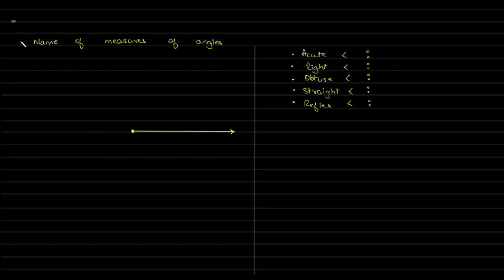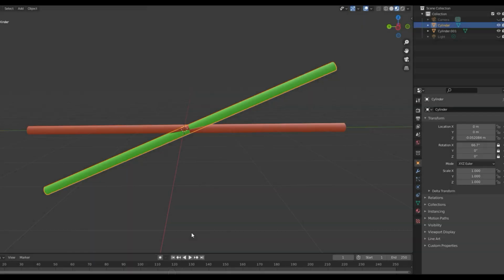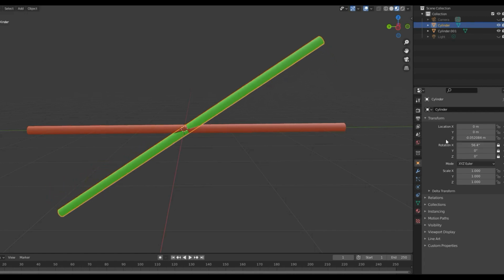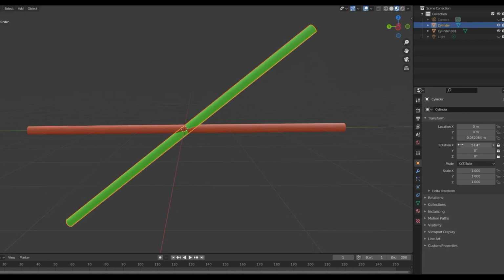A few more terminologies which you need to be familiar with in regard to geometry before we learn anything concrete. Here I have an initial arm. Now if I rotate the arm like this, what happens? It keeps on increasing or decreasing, right? So there is a name for a particular position.